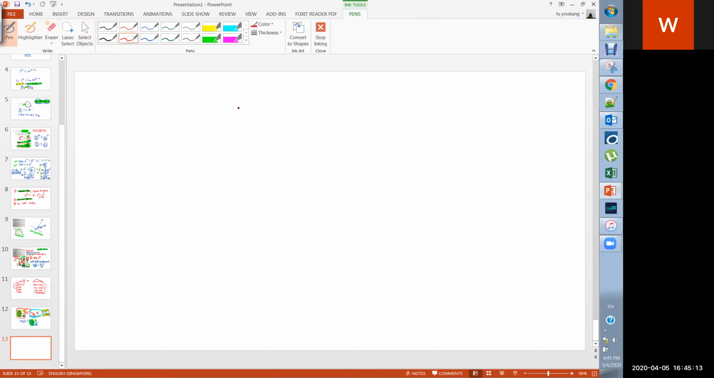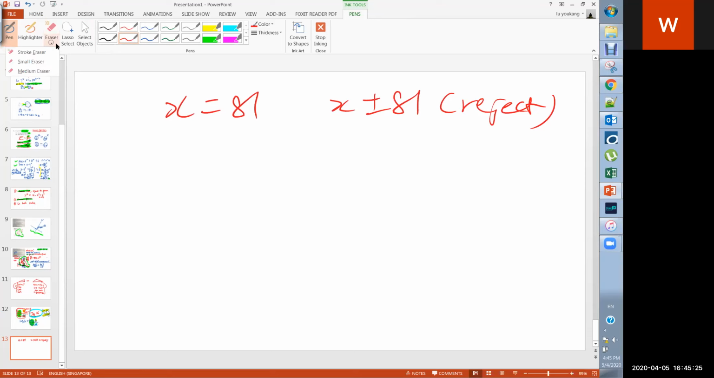Let's say your x equals 81, right? Actually, your x is plus minus 81, but you have to reject your minus 81. Hey, we have a question like this. Just the value is different only. Why do you need to reject minus 81? Because math error. Yes. Okay. That's one mistake you have.